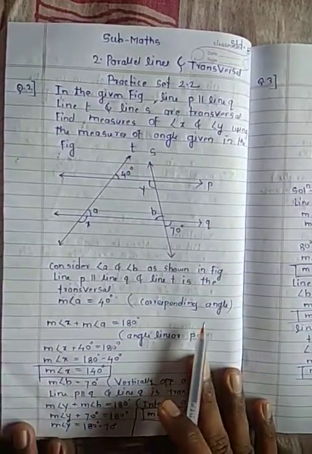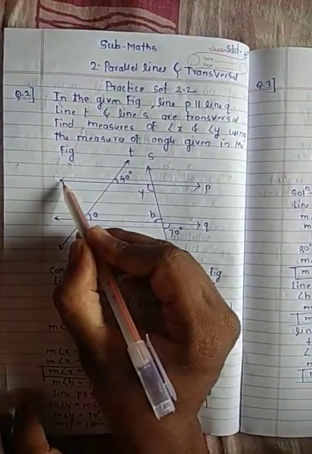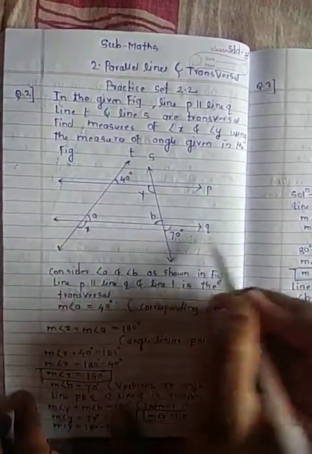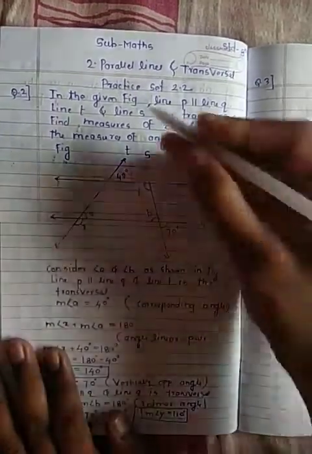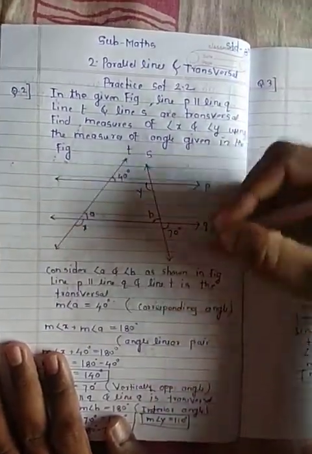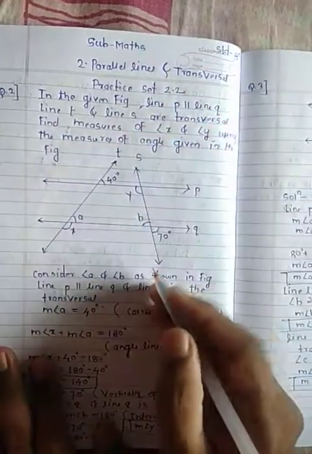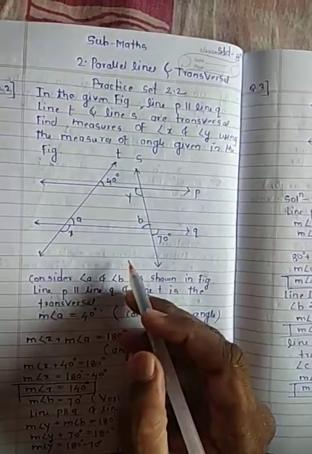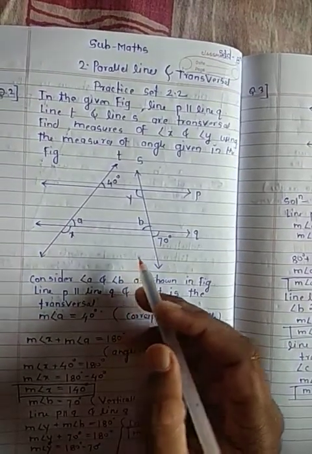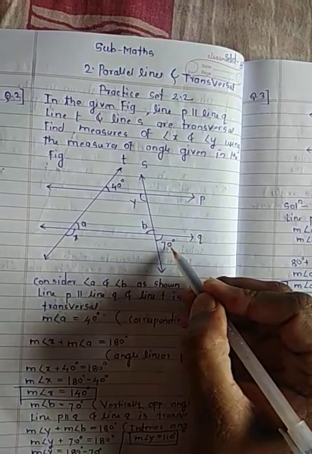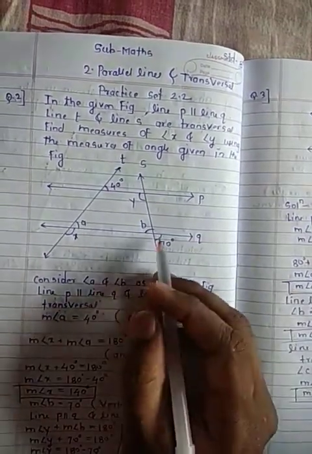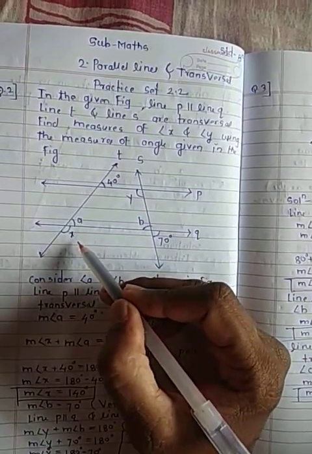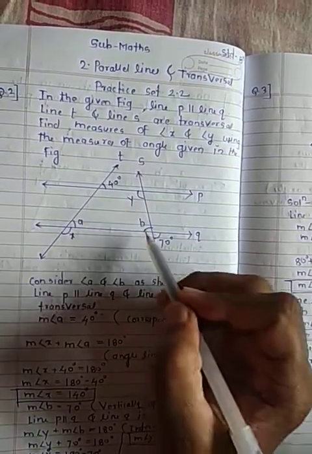Okay, students. Here line P and line Q are parallel lines, and two transversals are given, transversal T and transversal S. Here one measure is given as 40 degrees, and another measure is given as 70 degrees. We have to find the measure of angle A, angle X, angle Y, and angle B.